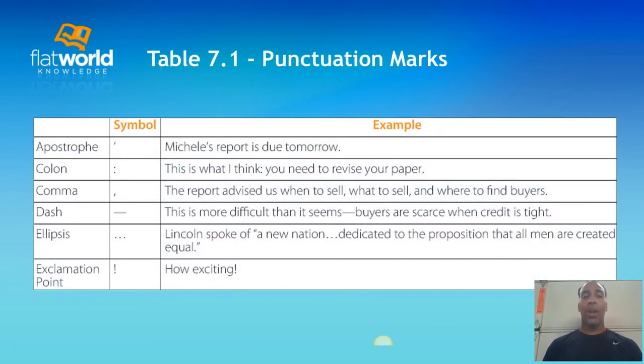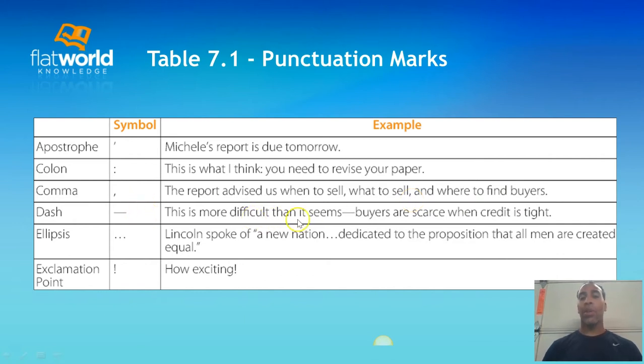So, apostrophe: Michelle's report is due tomorrow, right? You see the apostrophe that's right there, right? It's her report, ownership of the report. The colon: this is what I think: you need to revise your paper. Comma: the report advised us when to sell, comma, then another statement, what to sell, comma, and where to find buyers. You don't always need that comma right there, but they're showing you as a point.